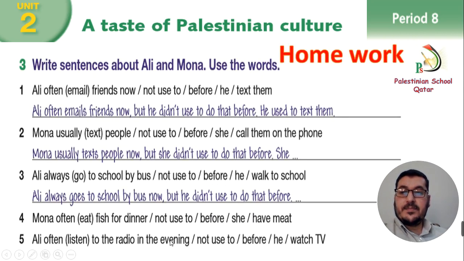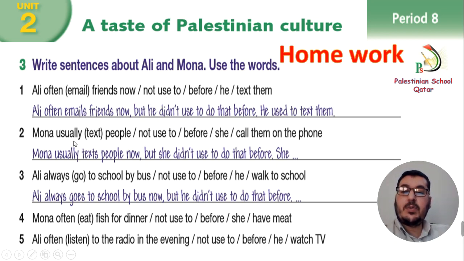Now the homework. At the beginning, let's read sentences about Ali and Mona and use the words. Numbers 1, 2, 3 are already finished, but we need to complete them, and the homework is to finish number 4 and 5, students. Number one, Ali often emails friends now, not used to before, he texts them. So they wrote it: Ali often emails friends now, but he didn't use to do that before. He used to text them. The first one is already finished.